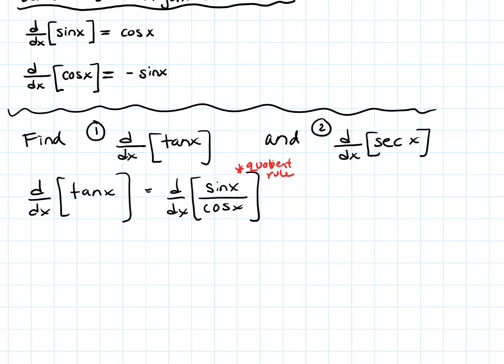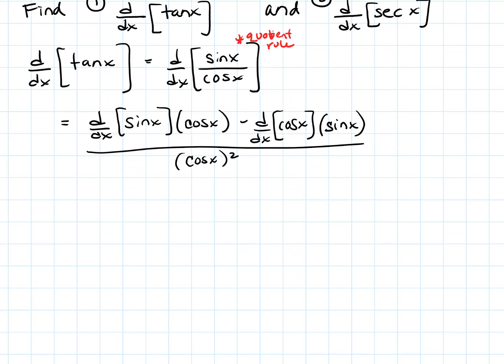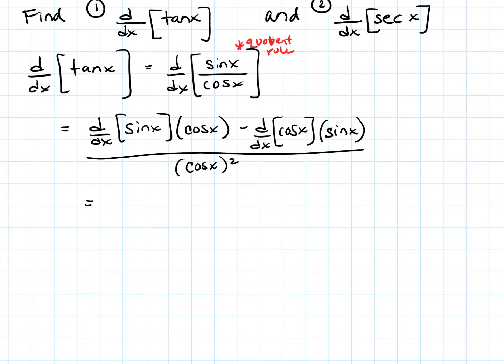So applying the quotient rule, this is going to be equal to the derivative of the sine of x times the cosine of x, minus the derivative of the cosine of x times the sine of x, all divided by the cosine of x quantity squared. We have not taken the derivatives yet, so before we simplify, let's take the two derivatives. The derivative of the sine of x is equal to the cosine of x times the cosine of x.